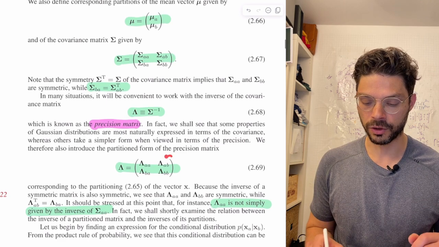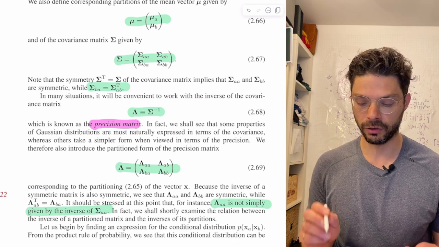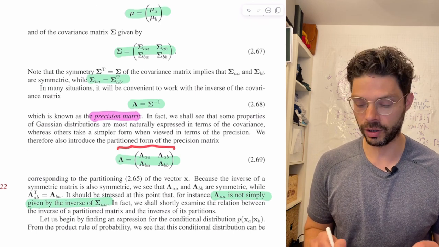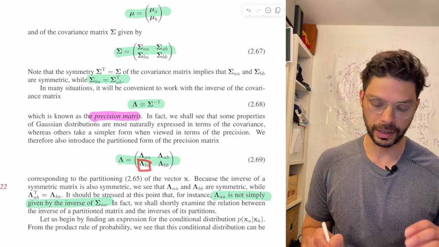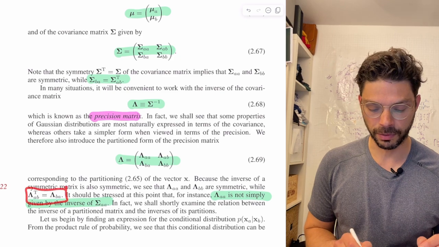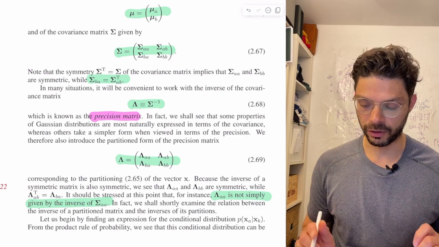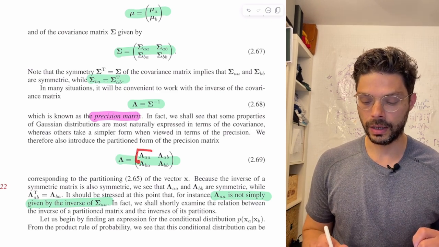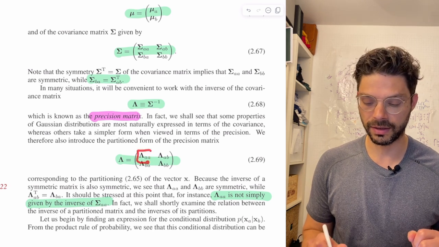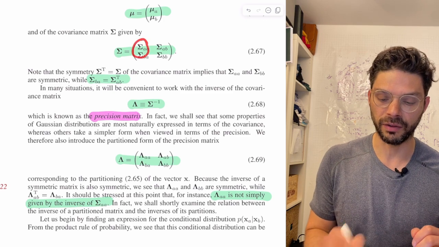In the same way, we can partition the precision matrix. This is also symmetric, so lambda_BA is the transpose of lambda_AB, and so on. But the really important thing to remember is that, in general, lambda_AA is not the inverse of sigma_AA.